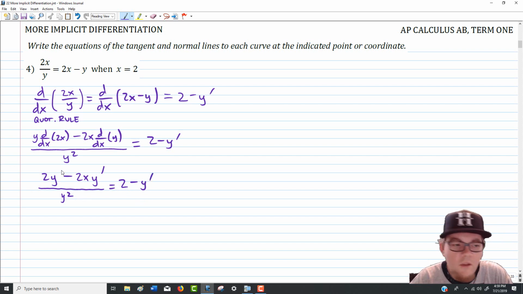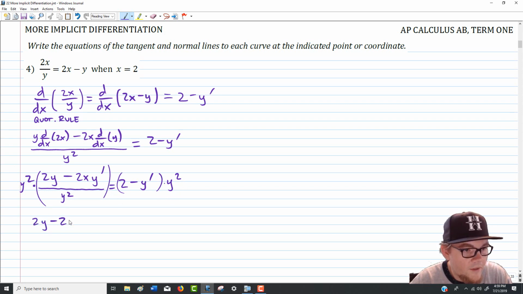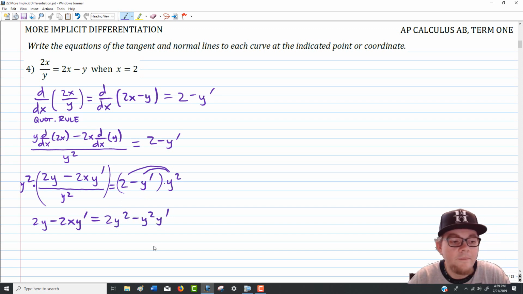Now from here, if we want to start solving this thing, we need to multiply both sides by y squared so that we can clear it out of the denominator and start to get those y primes together. So when I multiply both sides by y squared, the left side just becomes 2y minus 2xy prime. The right side, I'm going to distribute it in so that we can isolate pieces better. We'll get 2y squared minus y squared y prime.